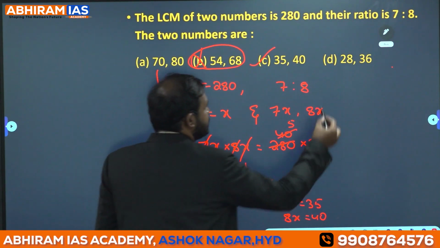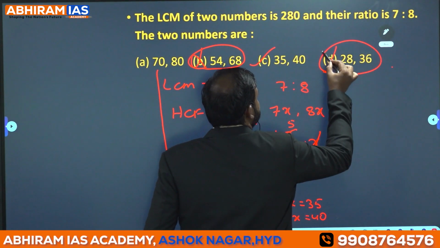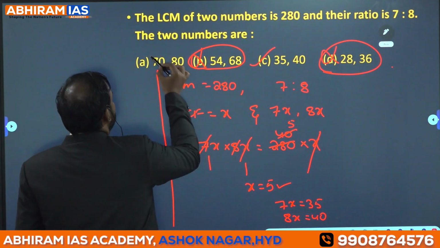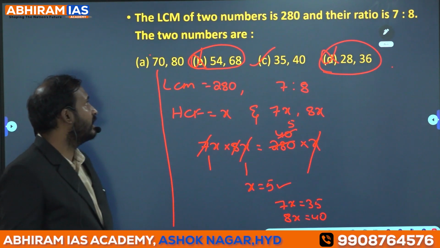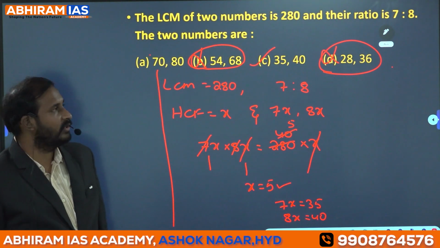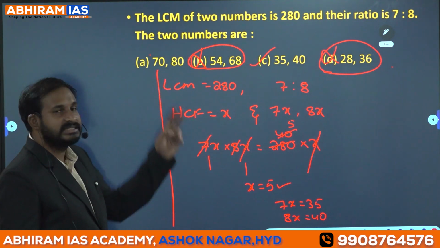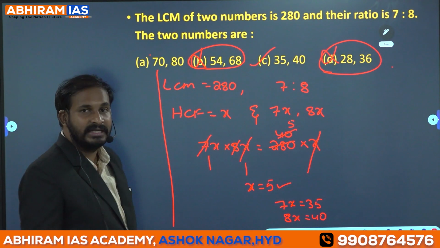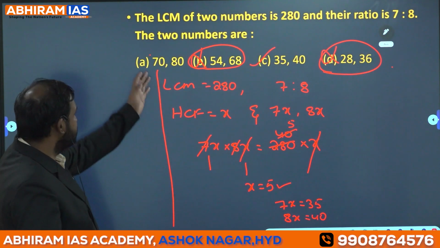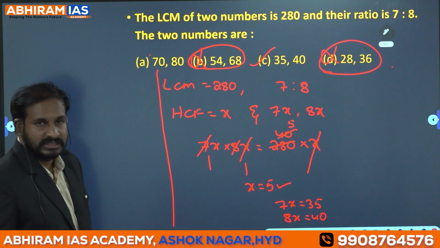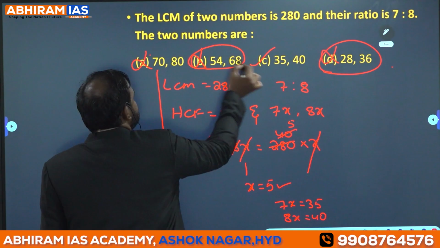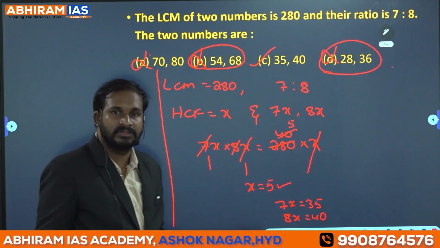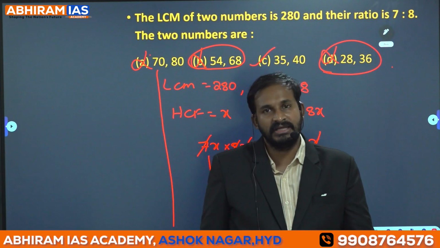Next, 28 and 36. Is this in the ratio of 7:8? No, this is also not in the ratio of 7:8. That one is also gone. So we have only two options, 35 and 40, or else 70 and 80. Now if you take the LCM of 70 and 80, is it equal to 280? Is 280 divisible by 80? No, not at all. That means this is not our answer. So the only option left for us is 35 and 40. Like that also you can do it, or if you go with the concept also, you will get the answer very easily.